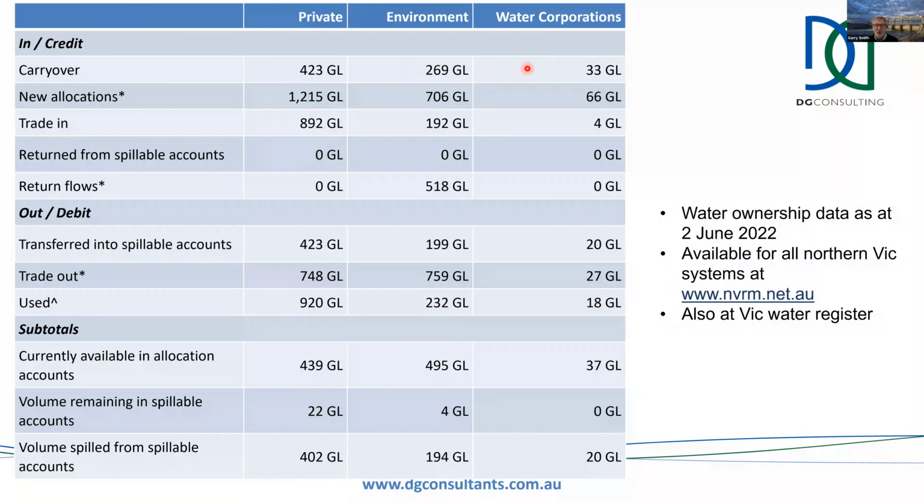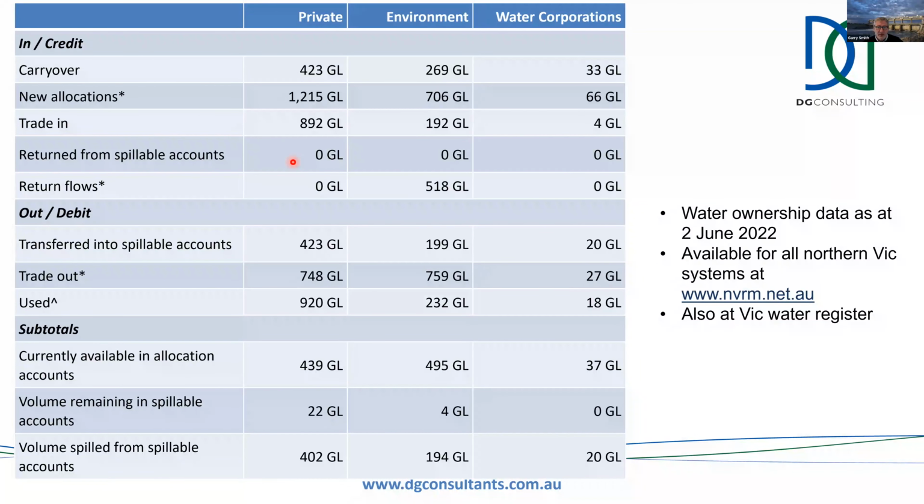And you can see there that in 2021-22, those starting carryover volumes were about 40% higher for private carryover and for environmental carryover than they had been at the start of the 2021 water year. So quite a lot more water came into 21-22. We had good additional allocations, and you can see there what was happening. No water was returned from spillable water accounts. And this is on the Murray, I might add. This example is the Murray.